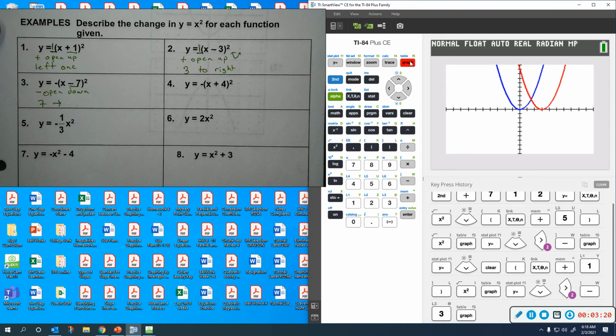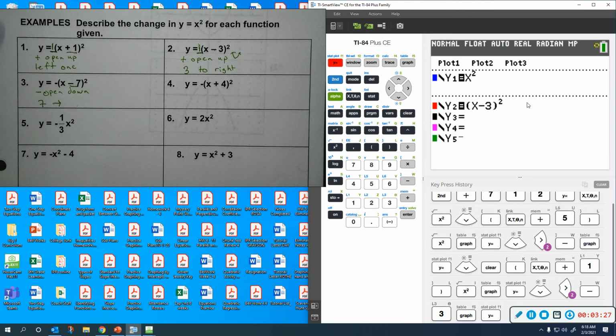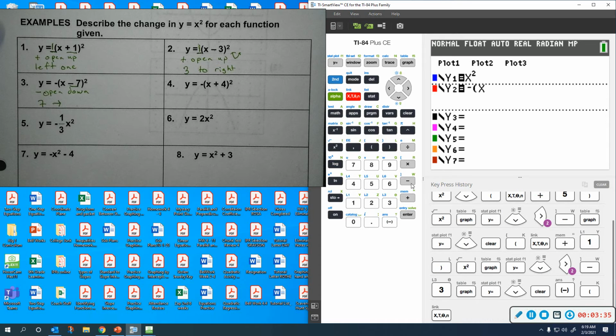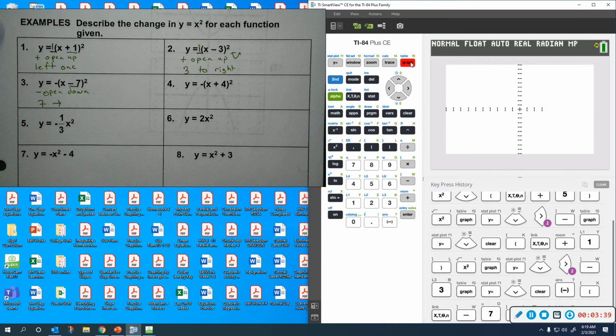Actually, let's go ahead and graph it just to show you. So I'm going to go back here, and now I'm going to change this to negative parentheses x minus 7 close parentheses squared. When we hit graph, the original was in blue. Now, the red one, you see it flipped, and it moves 7 spaces over.